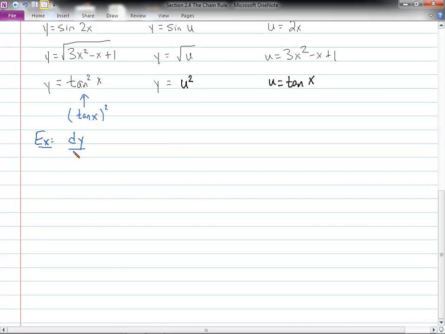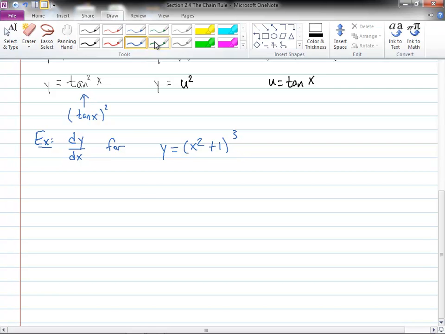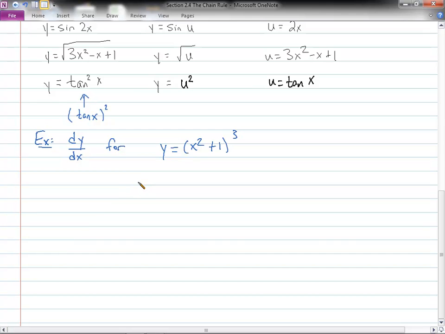Let's find dy dx for y is equal to x squared plus 1 quantity cubed. So dy dx is, now if you need to write it down off to the side, feel free to do this. You're going to see that the outside is u cubed and the inside is x squared plus 1. But I do this all in one step in my head. I treat this guy inside here, I just leave him alone, and I think of how do I take the derivative of the outside function.